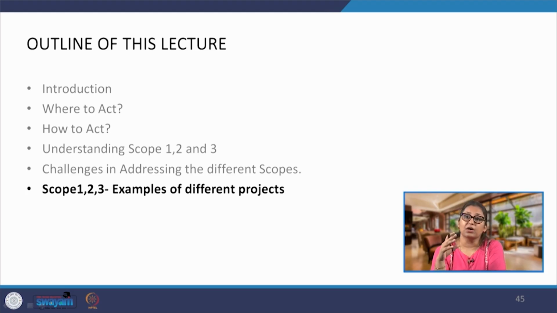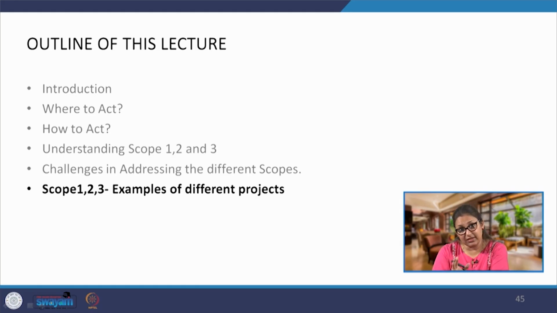So, we saw how to set up the boundaries, how to identify the organizational and operational boundaries. That was where we identified where to act, where the intervention is going to happen. Once we had done that, and had also prepared the inventory and accounted for where the emissions are coming from, we identified the places where we need to act and then how to act. So, what are the kind of interventions that are going to take place?